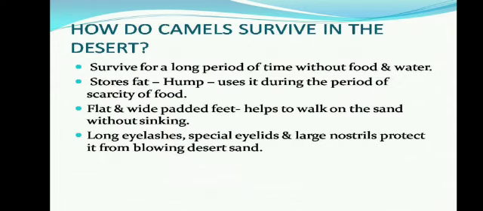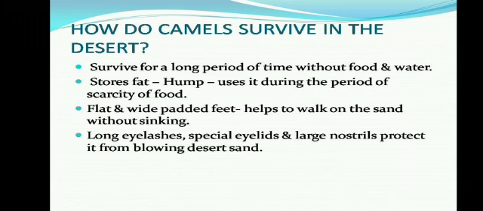How do camels survive in the desert? Camels can survive for a long period of time without food and water. Usually, it stores fat in its hump. Hump means it's just a structure on the back of a camel. So, the stored fat, they will use it during the period of scarcity of food.